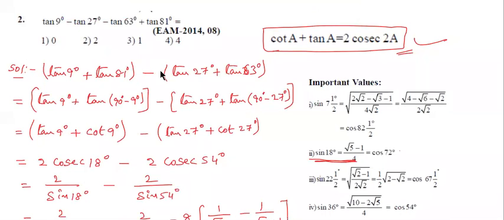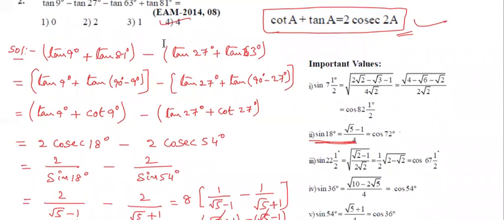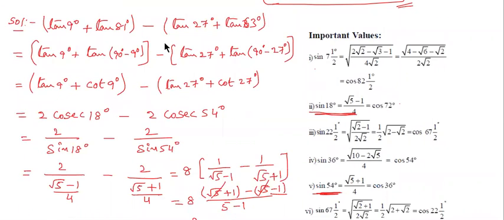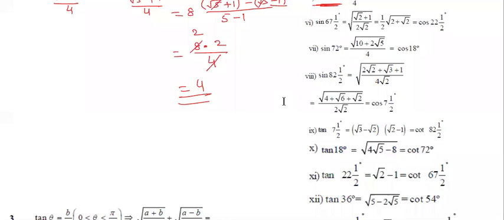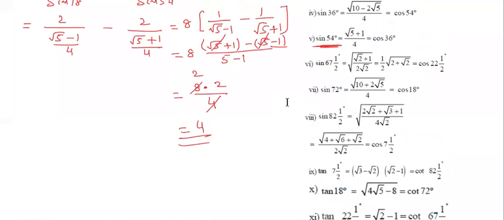Students, which option is correct? Fourth option is correct. And see here, some formulas already written. Sine 7.5 degrees under root 4 minus root 6 minus root 2 by 2 root 2, that is equal to cos 82.5. Sine 18 degrees, cos 72 degrees, root 5 minus 1 by 4. Sine 22.5 degrees, cos 67.5 degrees, like that. So in our material, these formulas are there. So I will send the PDF right now. Learn these formulas by heart.